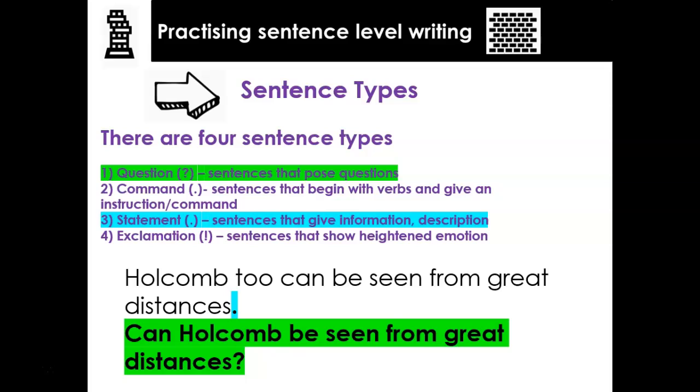Brilliant. Now, questions. So these are sentences that pose questions. So we can take our original starting statement, Holcombe too can be seen from great distances, and we can rephrase it as a question. Can Holcombe be seen from great distances? So a question is denoted by the question mark punctuation and the question stem can.